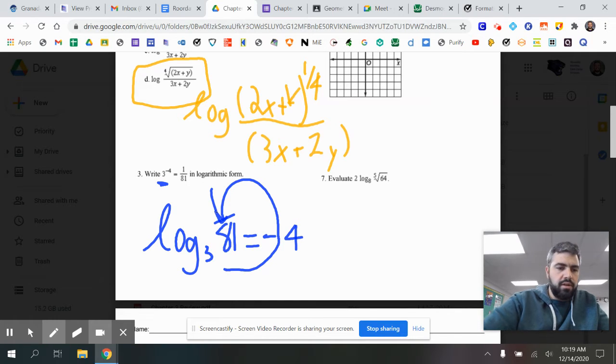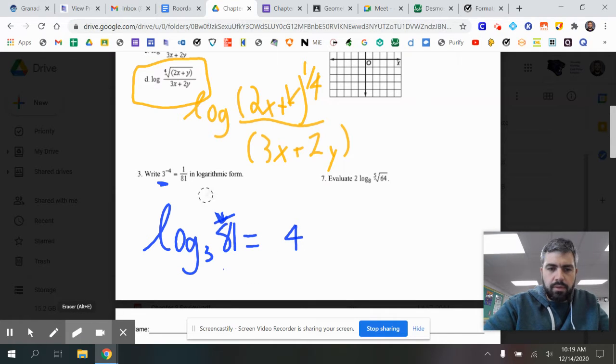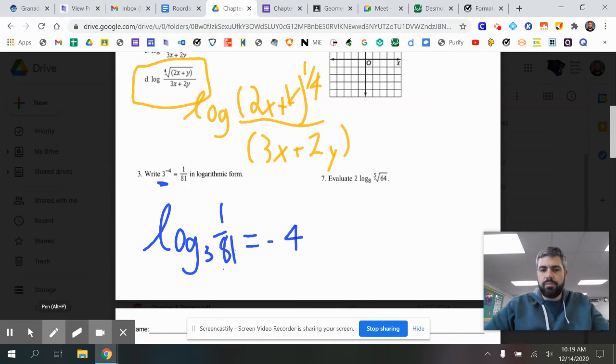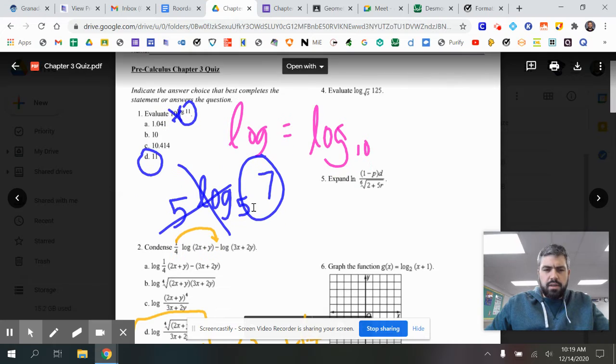So this right here, I guess without your little arrow, okay, I'll rewrite this. Log base 3 of 1/81 is equal to -4. So that's what it is in logarithmic form. Okay? All right. I'm actually going to get rid of all of this.